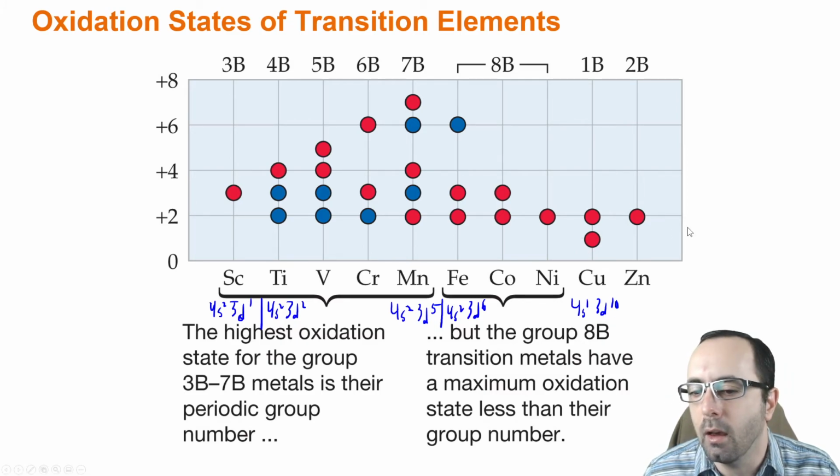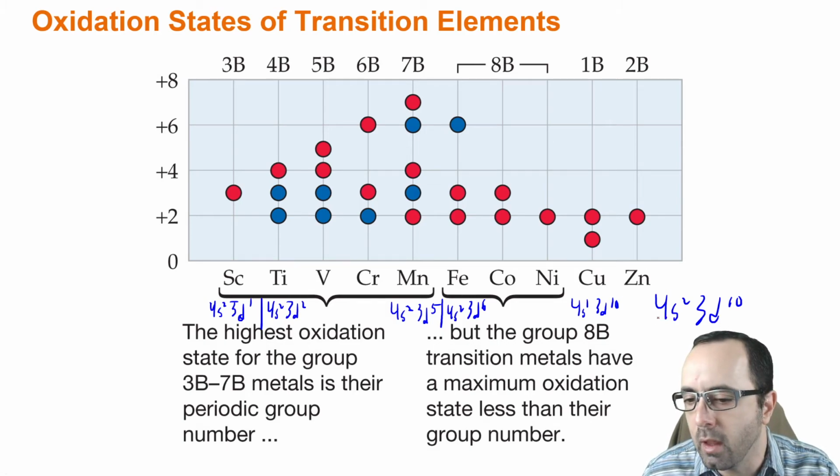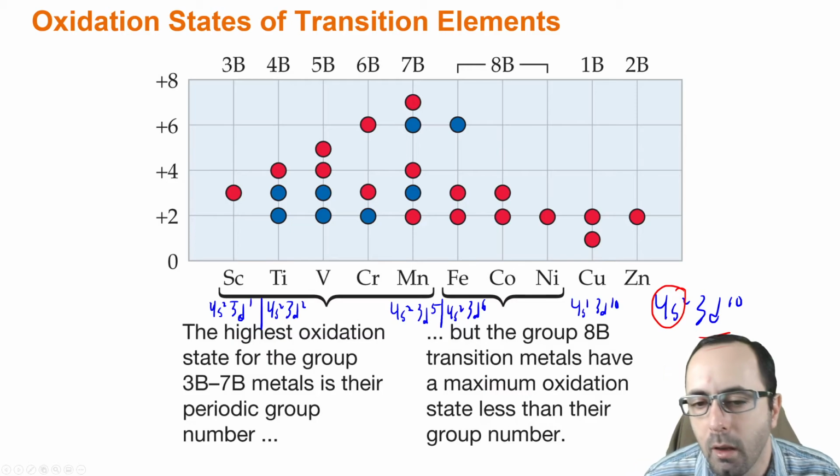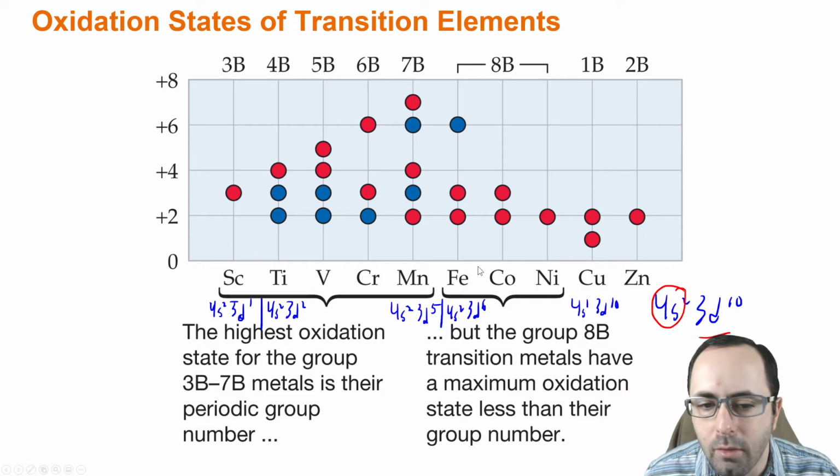And then zinc will basically only make +2 because, of course, it has 4s2 3d10. And if it's making a +2 ion, it's just going to be losing the 2 right here. And so that would, again, leave the full d subshell. So once you pass the midway point here, where the d orbital is half full, you stop getting these larger and larger charges.